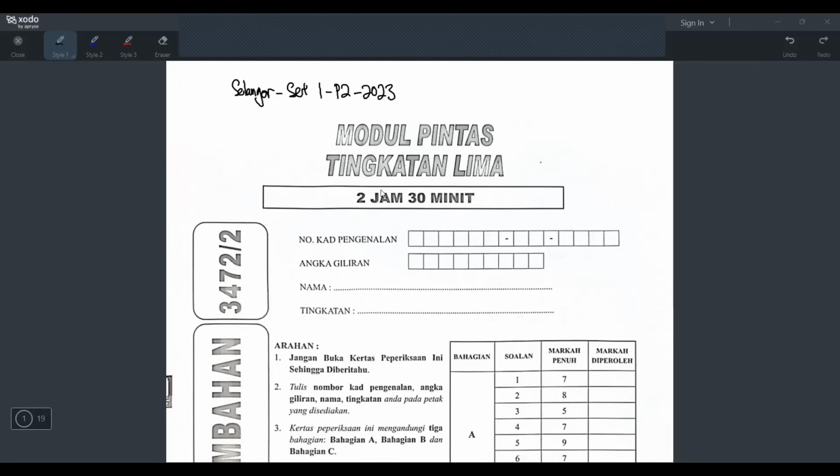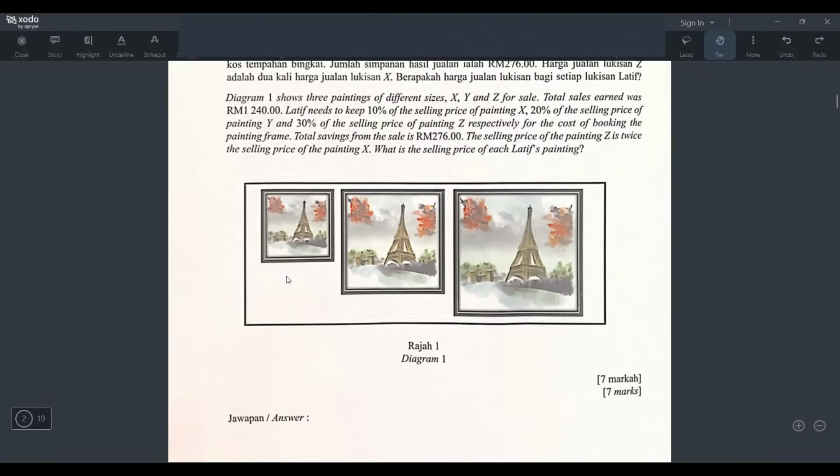Okay, I'm gonna go through the Selangor Set 1 Paper 2 for Addmaths today. This is the trial paper. I already did Paper 1, now I do Paper 2. So let's start with question number 1.